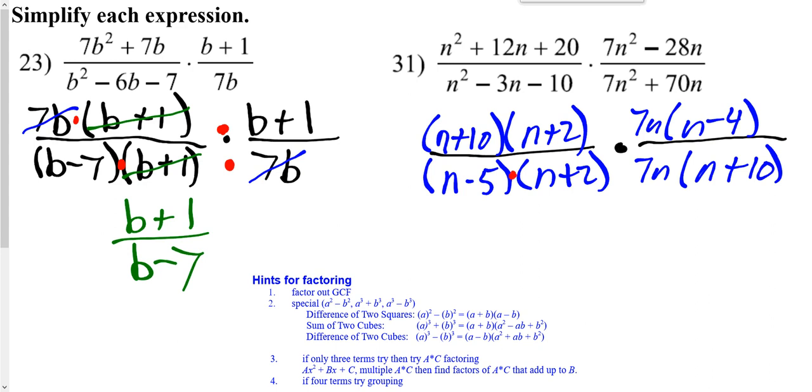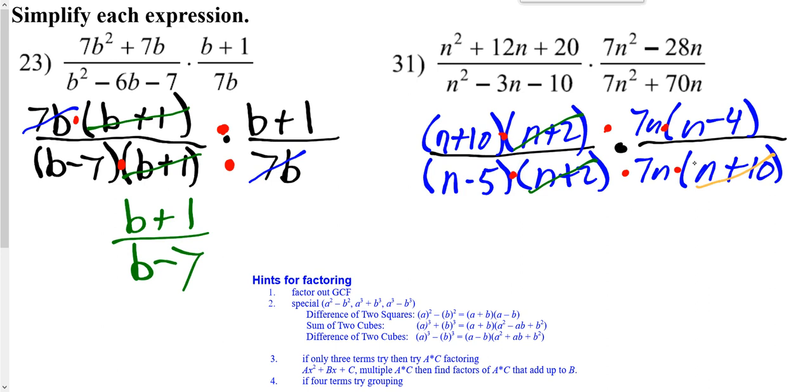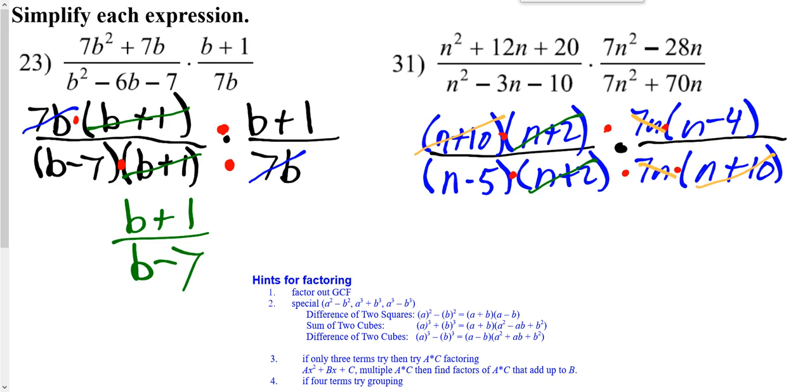So now we have several things multiplied together. And then anything that's the same, top and bottom, you can go ahead and cross out. Well, we have an n plus 2 times the top, n plus 2 times the bottom. We have an n plus 10 and an n plus 10. We also have a 7n times the top, 7n times the bottom. So now we can go ahead and work with what's left. We're left with only an n minus 4 on the top and an n minus 5 on the bottom.